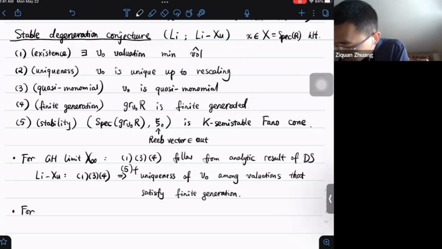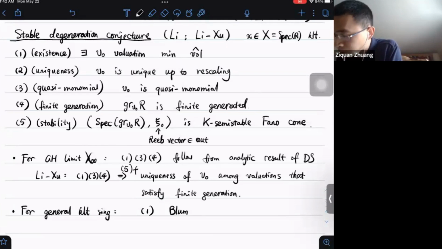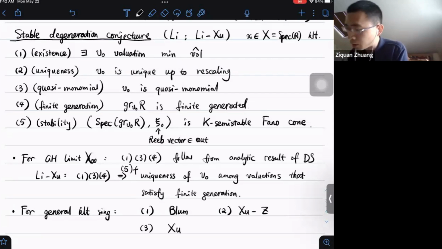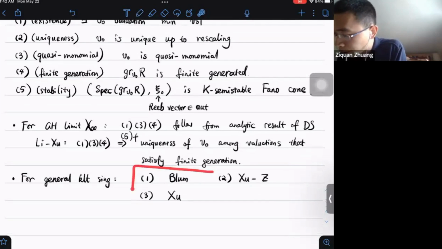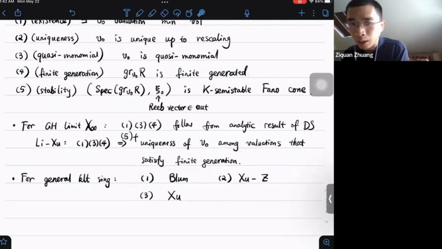And now for general KLT singularities. The first part, about existence, was proven by Harold Blum. And then the uniqueness in full generality was proved by Chenyang and myself. And then Chenyang also proved the valuation is quasi-monomial. And I should mention that in this context, all these proofs are algebraic. It doesn't rely on any ambient metric structure.